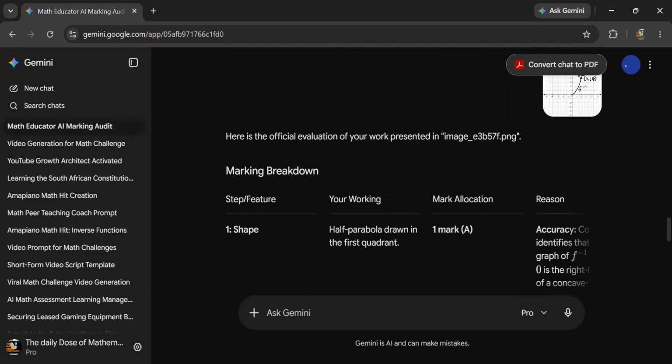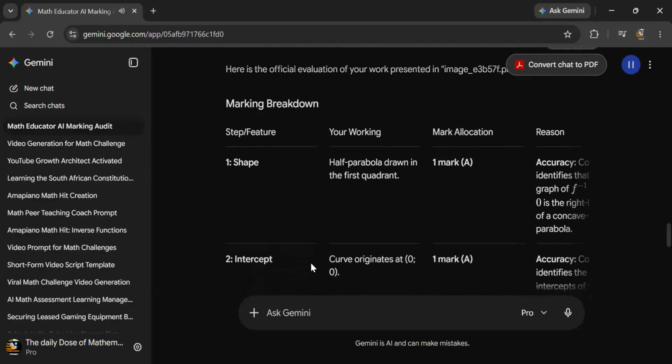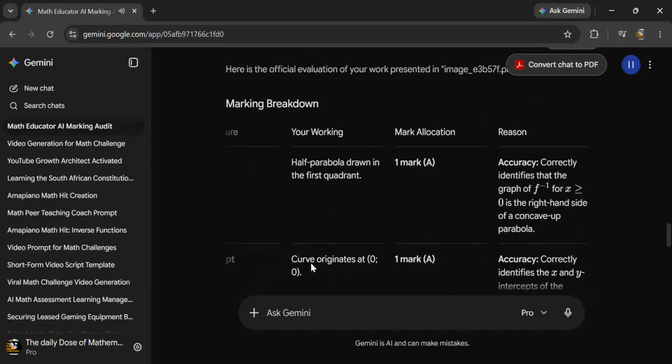Let's shift it. Here is the official evaluation of your work presented in image. Marking breakdown. Step, feature, your working, mark allocation. Reason 1, shape: half parabola drawn in the first quadrant. 1 mark, accuracy: correctly identifies that the graph of f inverse for x greater than or equal to 0 is the right-hand side of a concave up parabola.